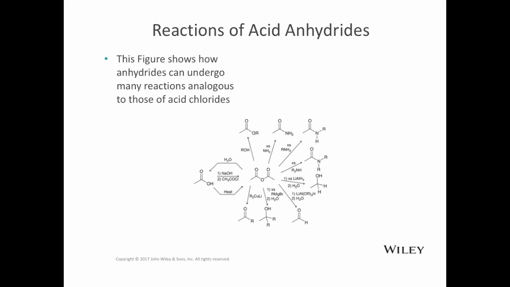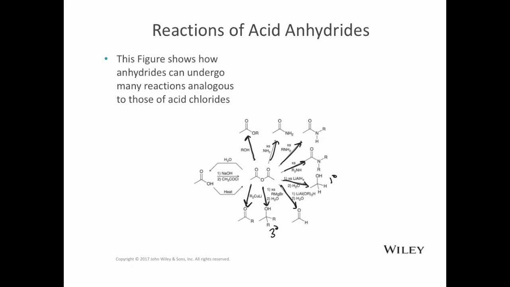So you can take an acid anhydride to an ester using an alcohol. You can react it with various amines to get to various amides. You can use excess lithium aluminum hydride to get to a primary alcohol. You can use that more selective trialkoxy hydride to get to the aldehyde. You can use excess Grignard to get to a tertiary alcohol, or you can use the Gilman to get to a ketone.